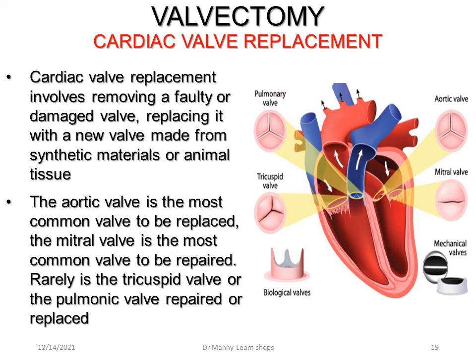Now, when it comes to valvectomy, cardiac valve replacement, this involves removing a faulty or damaged valve, replacing it with a new valve made of synthetic materials or animal tissue. This can be a mechanical valve or a bioprosthetic valve, or it can be a xenograft. The aortic valve is the most common valve, as I mentioned previously, to be replaced. The mitral valve is the most common valve to be repaired. Rarely is the tricuspid valve or pulmonic valve repaired or replaced, other than in congenital heart disease.